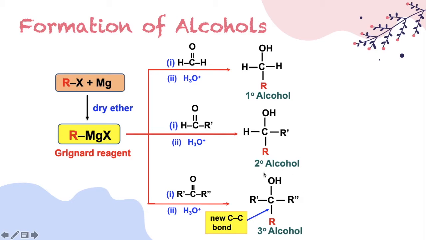For the formation of tertiary alcohol, 3 R groups in total, we must use a carbonyl compound with 2 R groups. So 2 R groups from the carbonyl compound, 1 R group from the Grignard reagent, 3 R groups in total in tertiary alcohol. That's the formation of alcohol.